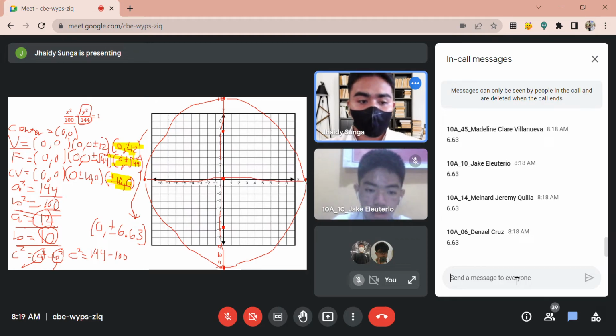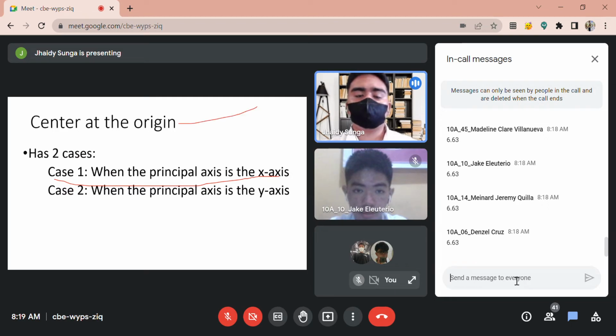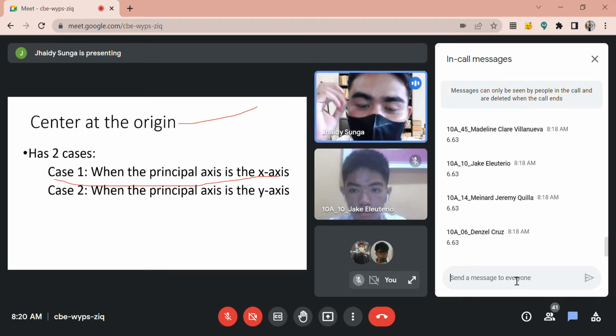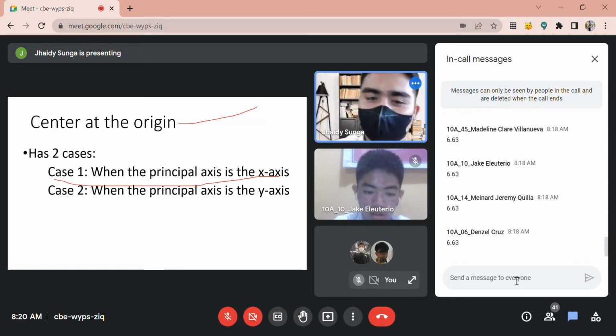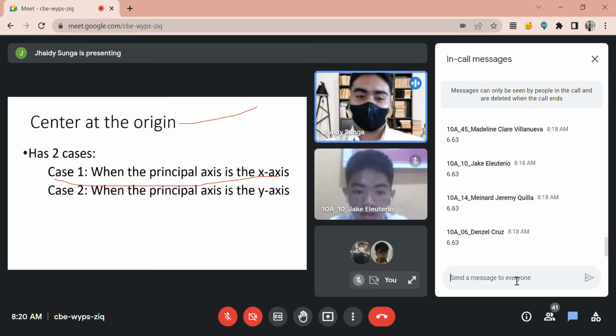I'll be giving an example, since we discussed when the center is at the origin. But I will ask you first before we have an example: are you getting the concept of how to graph already? Is it easy, medium, hard? Are you coping? Okay, it's fine.